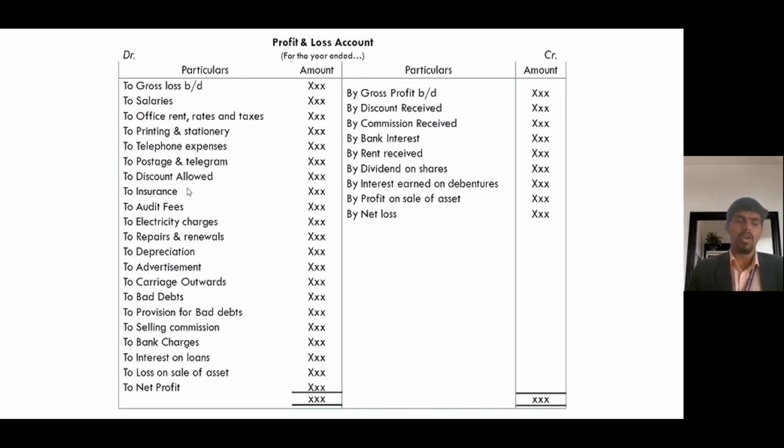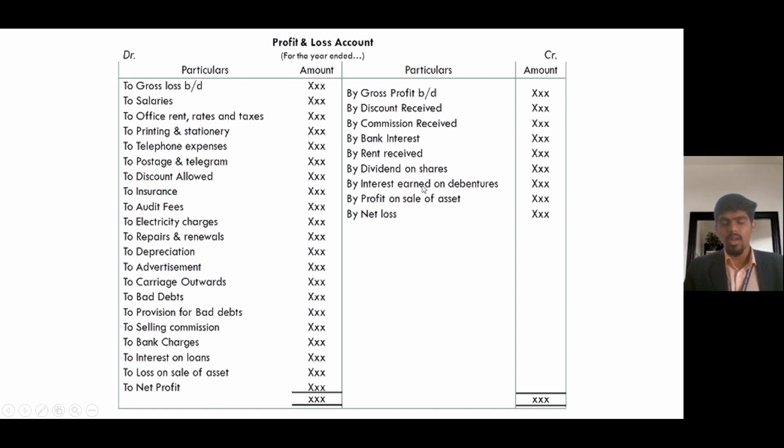insurance, if you are paying any insurance, audit fees, external auditors will be coming, and for them you are paying the audit fees. And electricity charges, repairs and renewals, depreciation, advertisement, carriage outwards, bad debts, provision for bad debts, selling commission, bank charges, interest on loans, loss on sale of asset. So these all are the non-operating expenses which are incurred during the business time.